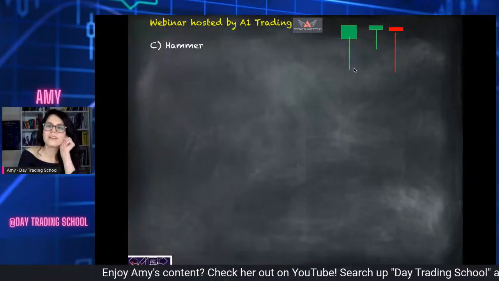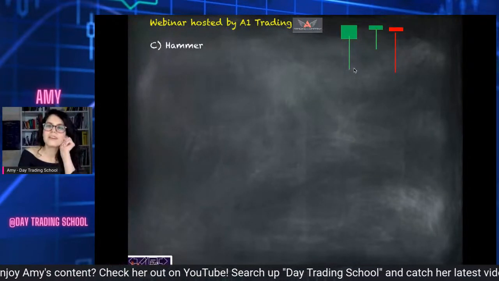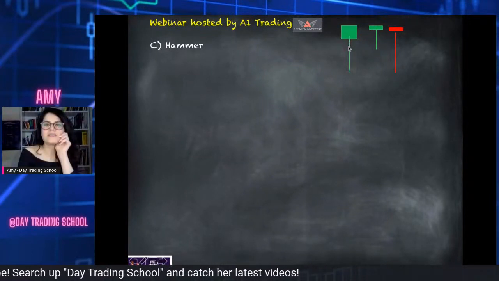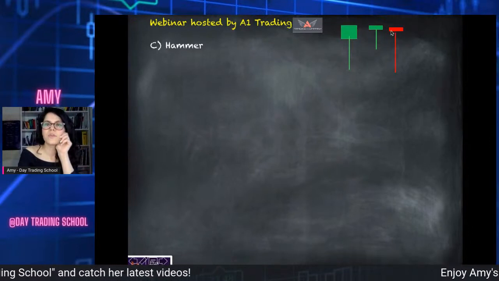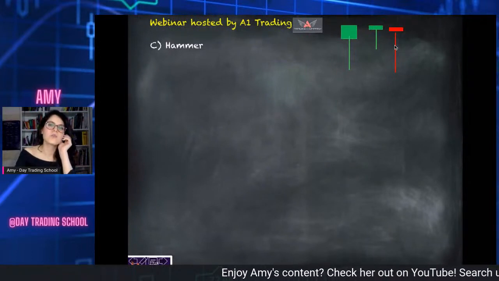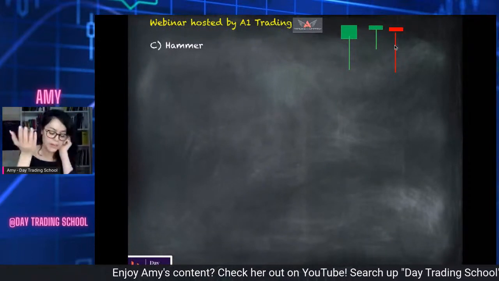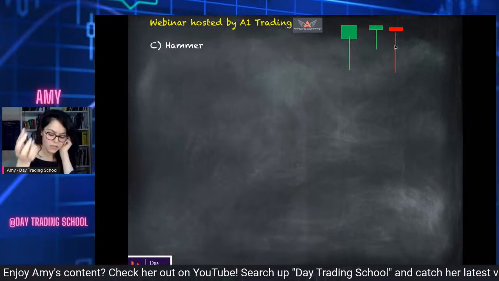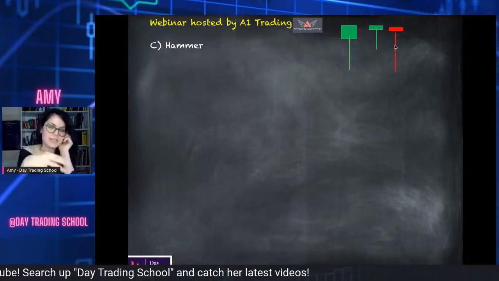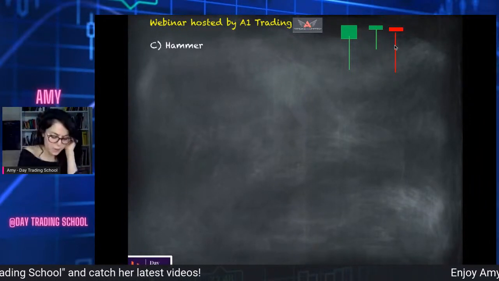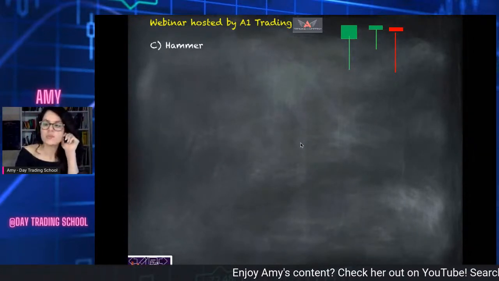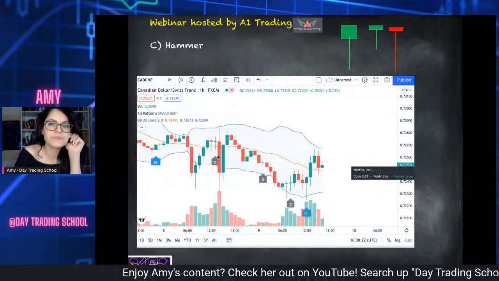Well, the green one is for sure a reliable one, because the only difference here is the body is smaller, right? And the shadow is longer. And that's the interesting part. So with hammers, in my experience at least, the longer the shadow and the smaller the body, the more reliable the hammer is. Now, let me show you an example.